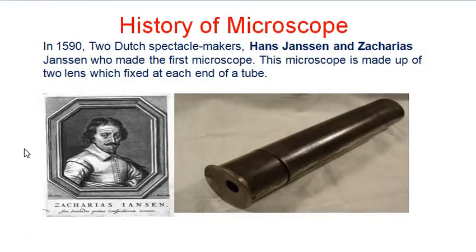Now we discuss here the history of the microscope. The first microscope was developed by two Dutch spectacle makers, Hans Janssen and Zacharias Janssen, in 1590. This microscope is made up of two lenses fixed at each end of a tube. So this microscope is called the tube microscope. This tube microscope was used to observe little things. So this is the earliest form of the light microscope.